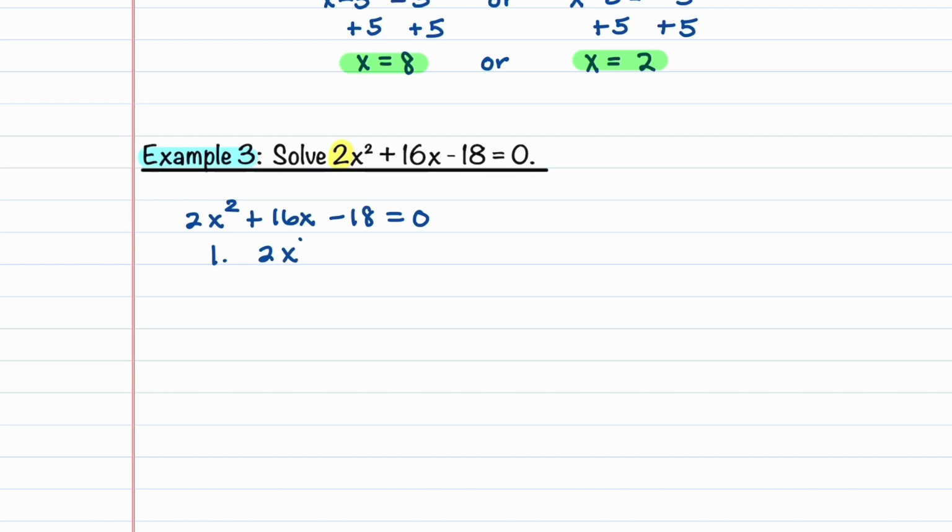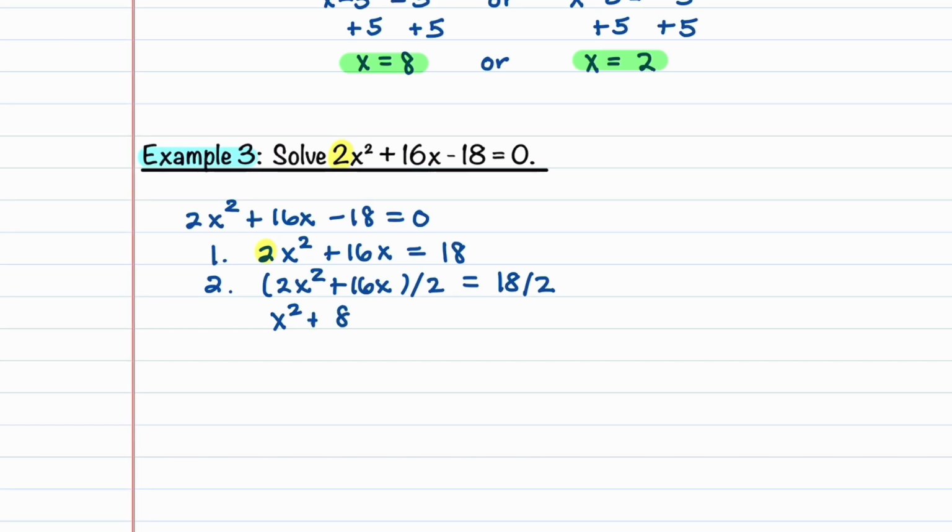This becomes 2x squared plus 16x is equal to 18. Our second step is going to be to divide each term by a, and our a is equal to 2. So let's divide each term by 2. This gives us 2x squared plus 16x divided by 2 is equal to 18 divided by 2. This gives us x squared plus 8x is equal to 9.